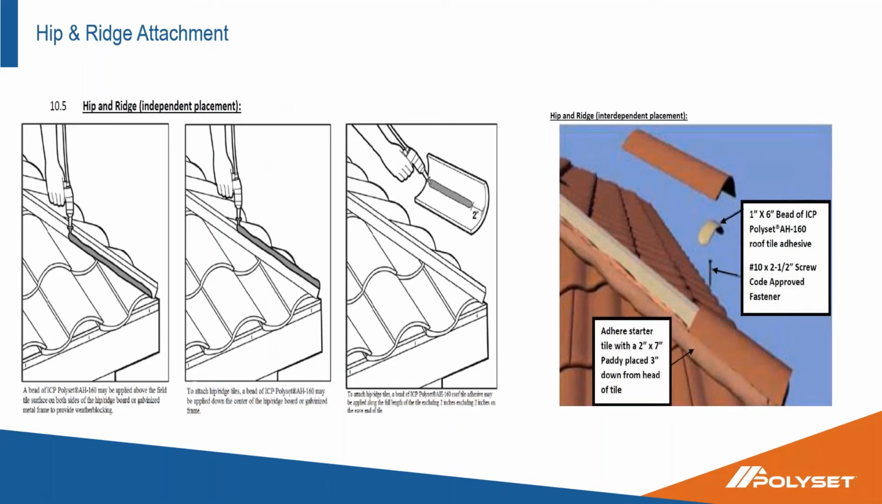For your hip and ridge, there's different options for attaching trim tile to hip and ridge. You can put that bead of adhesive right over that wood or that metal member and then attach the trim tile, or you can individually turn the trim pieces over and put your bead of adhesive on the bottom side and then attach your trim tiles. If you're doing an interdependent placement system, you could put one mechanical fastener on that wood, a 2.5 inch screw, and your 1x6 bead of adhesive on the overlap. So 2 different options for hip and ridge attachments.